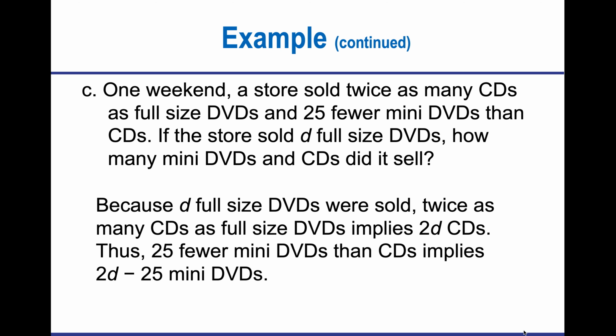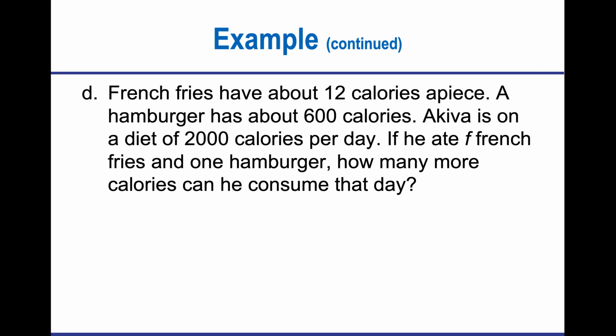And here with the DVD situation, we would have 2 times the lowercase letter D, because if D full-size DVDs were sold, twice as many CDs are sold, and that implies the 2D there. So if I do 25 fewer than the CDs, I'm going to have 2D minus 25.